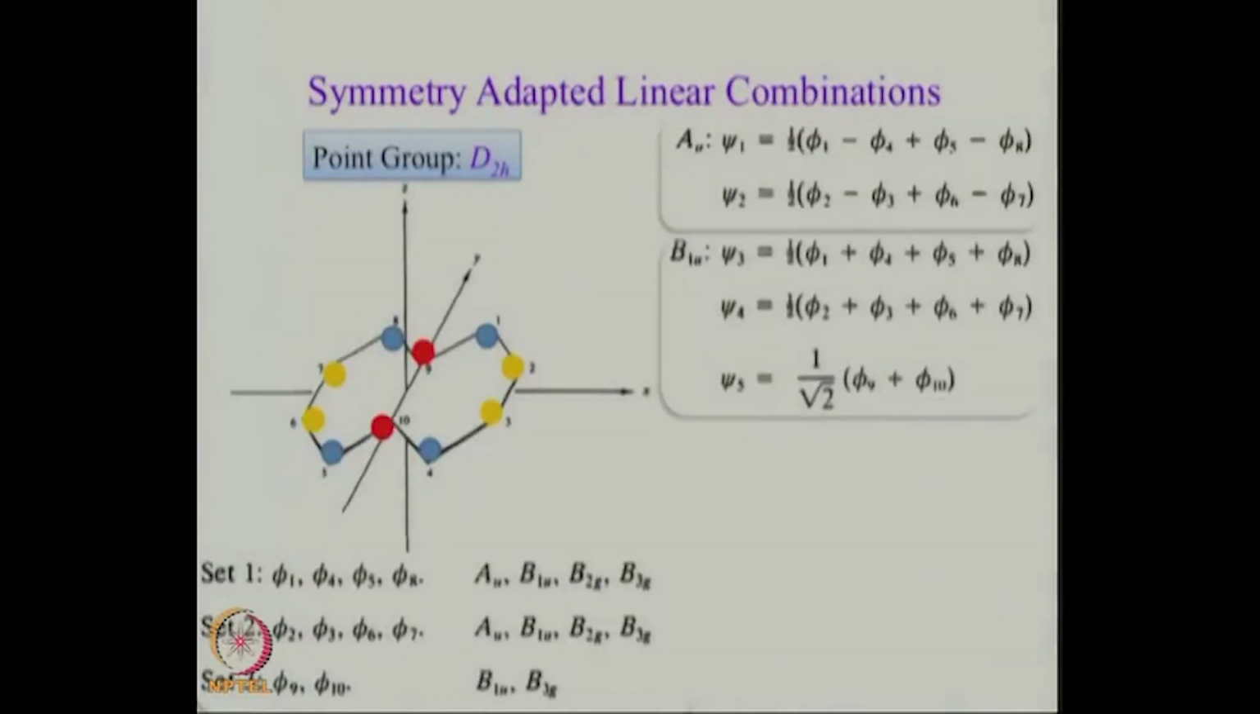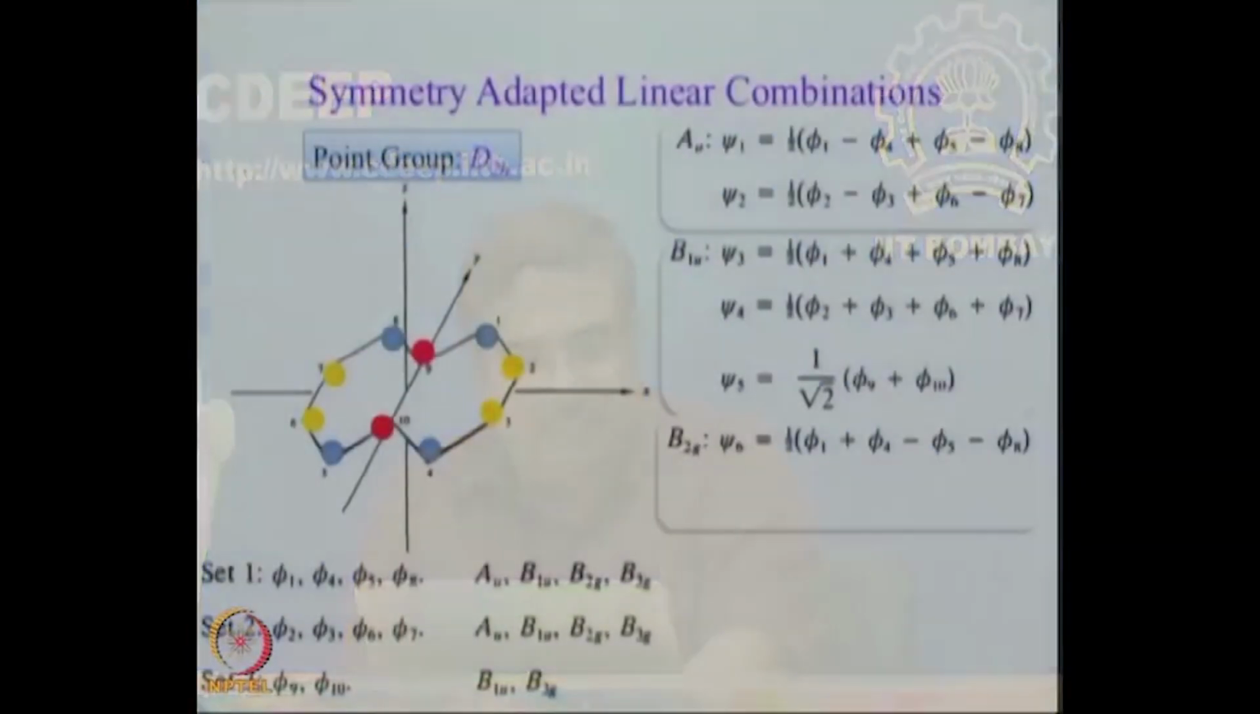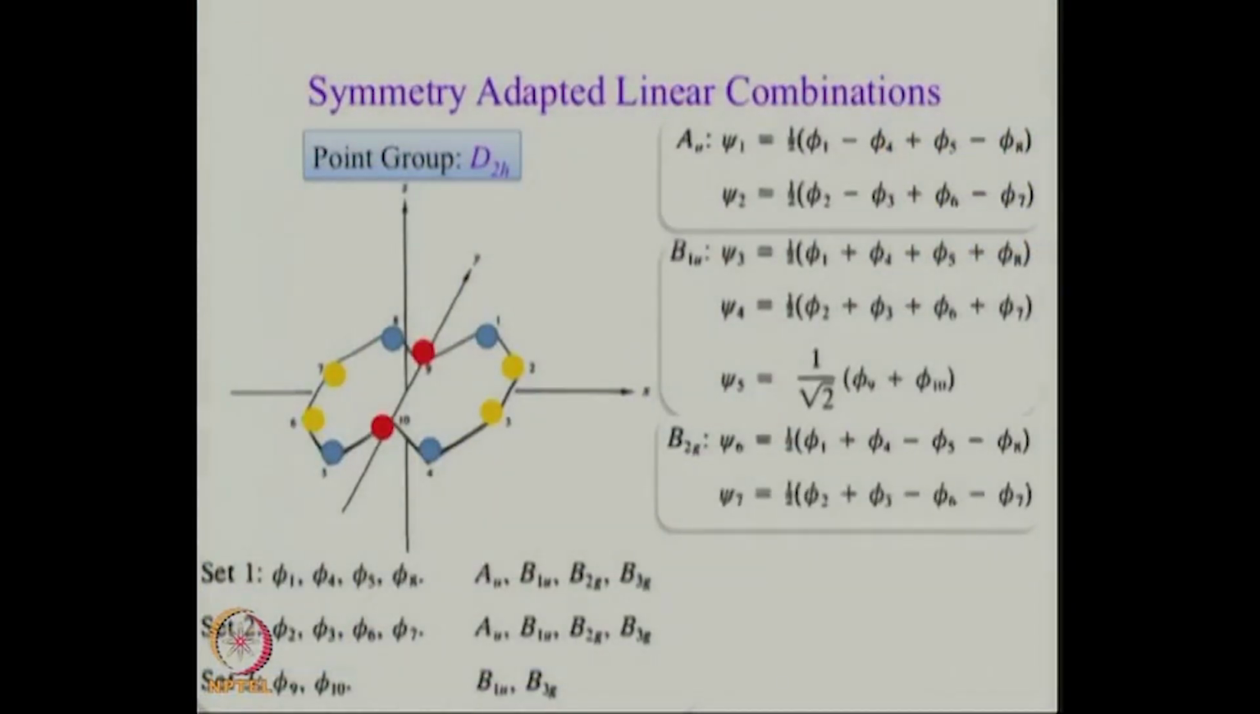So, I think we have it figured, we can even guess the answer now. Once you know 1 or 2, since it is a symmetry course, answers are also symmetric. So, you can kind of guess, but do not try to guess because sometimes the guess might be wrong. Similarly, you can work out B2G, that is going to be half multiplied by phi 1 plus phi 4 minus phi 5 minus phi 8, and half multiplied by phi 2 plus phi 3 minus phi 6 minus phi 7.